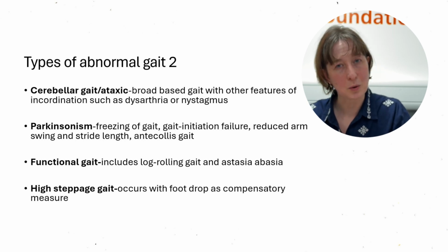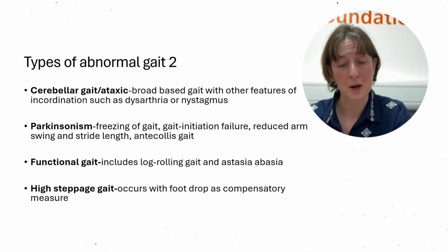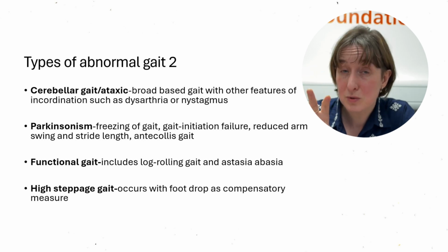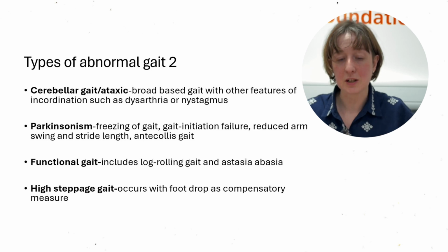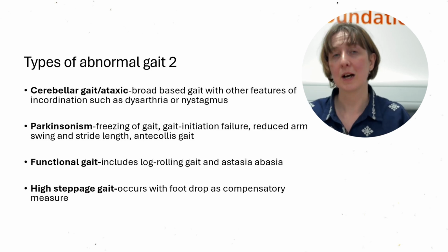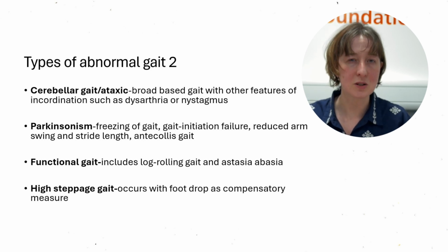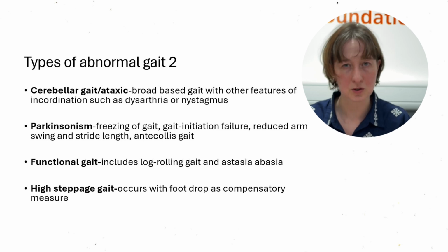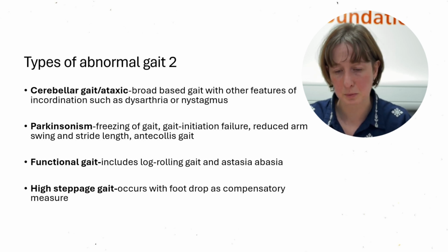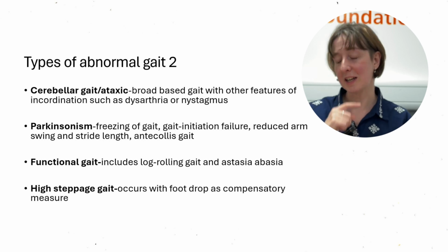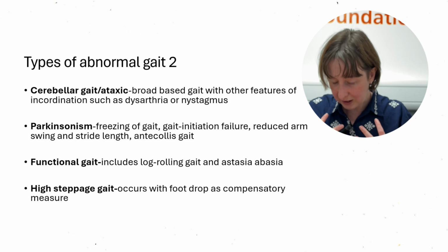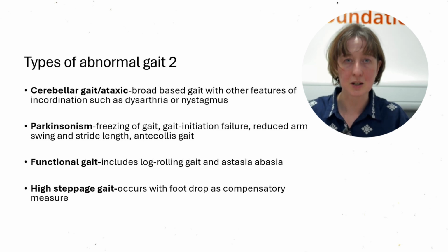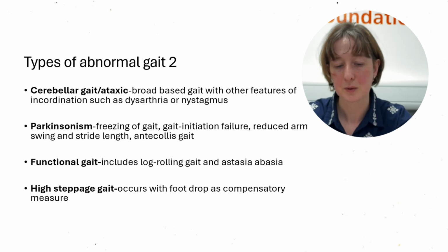They particularly get that when they go through a doorway. The most profound version of that is what we call gait initiation failure, where people just stick dead and they just cannot move. And we see that in severe Parkinson's disease, but also atypical Parkinsonian disorders like progressive supranuclear palsy. And as well, they can get something called an anti-collis gait, where the neck is sort of flexed forward. So neck flex forward, reduced arm swing on one side, and then the reduced stride length.